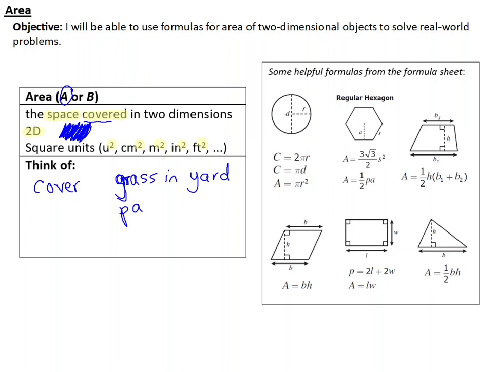Think of paint on a wall. It's covering the wall. Think of carpet. Carpet covers a floor, so carpet on a floor. These would all be examples of area because they cover a space. These are formulas from our formula sheet that we would use for area. Notice the capital A that we see in these formulas. Those represent area.